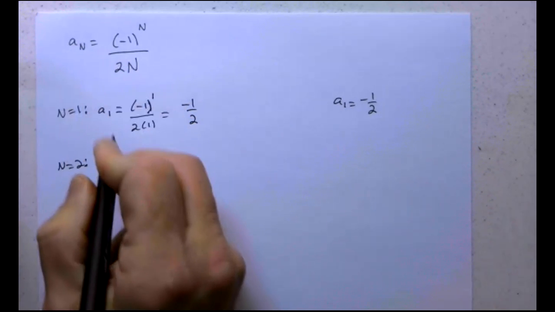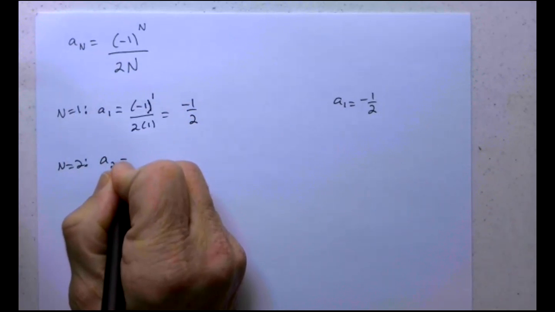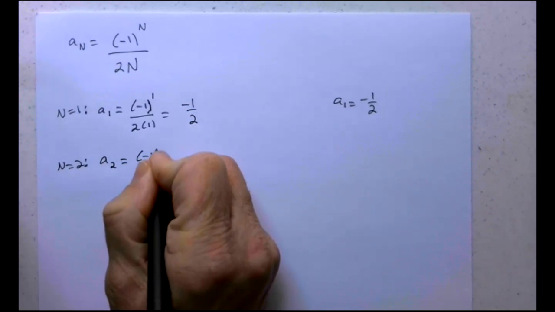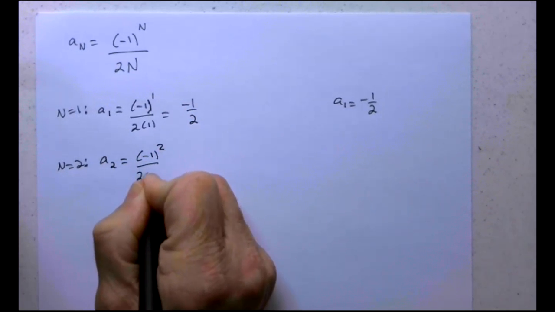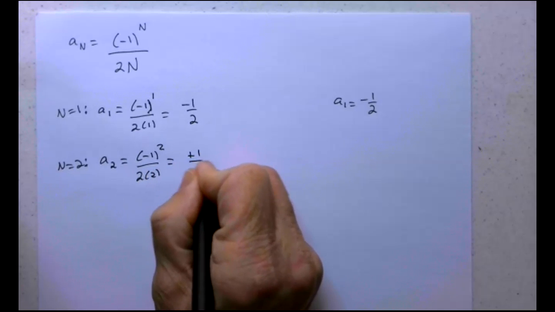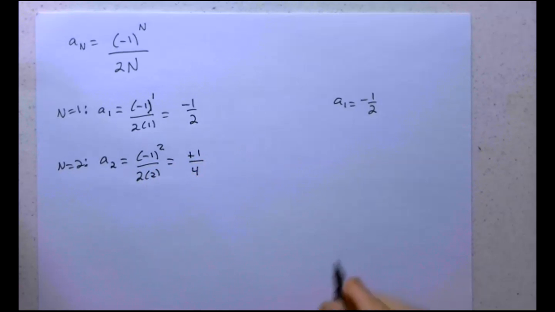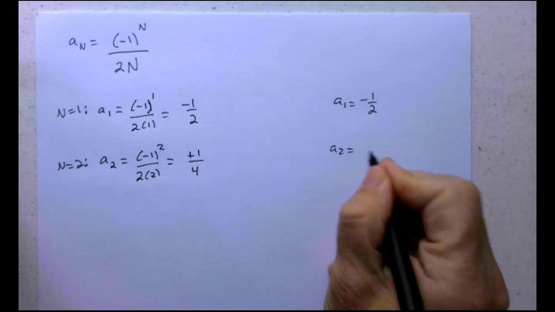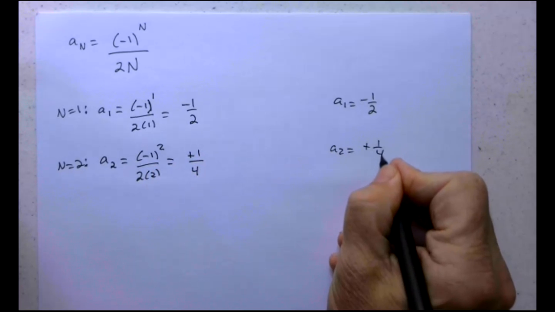Next one, I want n equals 2. So wherever I see an n, replace it with a 2. So a sub 2 equals (-1)^2 over 2 times 2. (-1)^2 is +1. 2 times 2 is 4. So a sub 2 is +1/4.